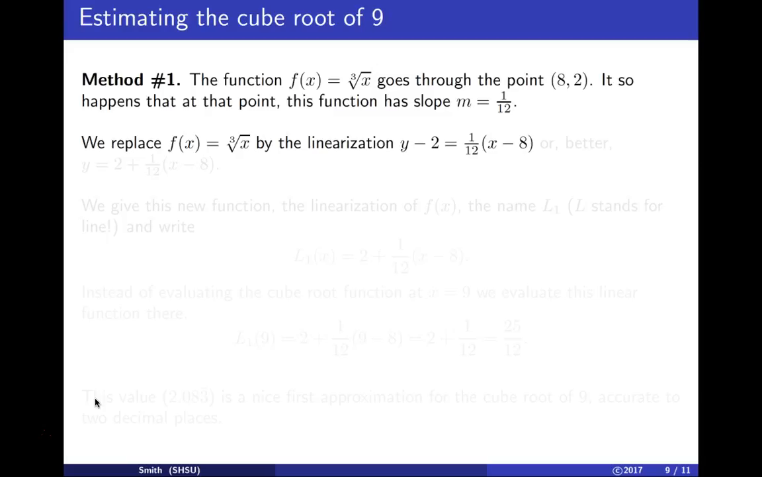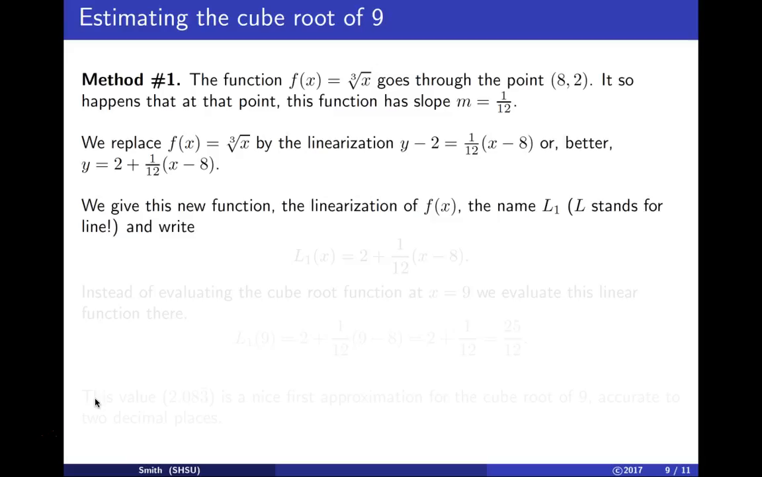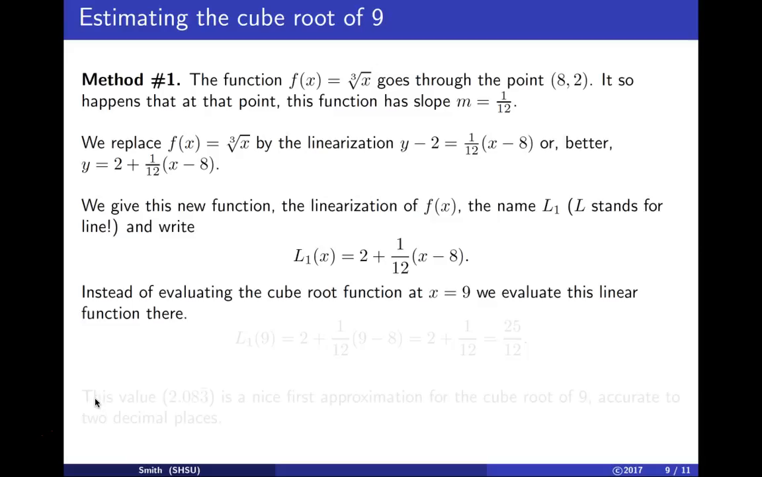So by the point-slope formula, y minus 2 is 1/12 times x minus 8, or better yet, solving for y, y is 2 plus 1/12 times x minus 8. So this new function, the linearization function, in this form, approximates the cube root function near the point (8, 2). So instead of evaluating the cube root at 9 by plugging x equals 9 into the cube root function, we're going to evaluate the cube root of 9 by approximating it with this linear function.